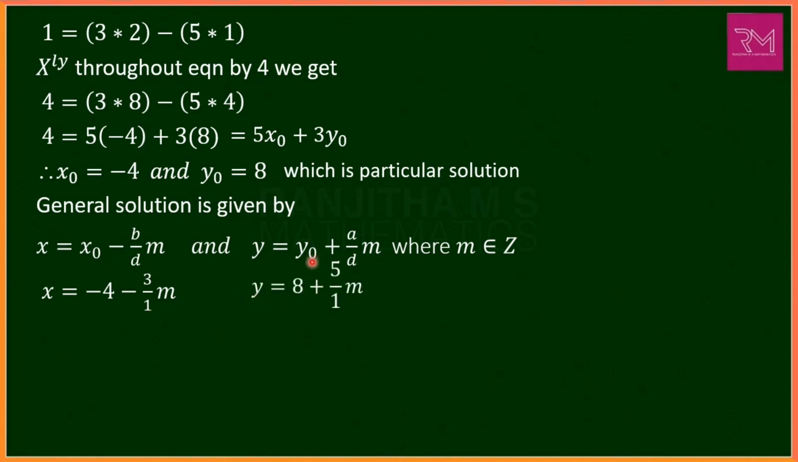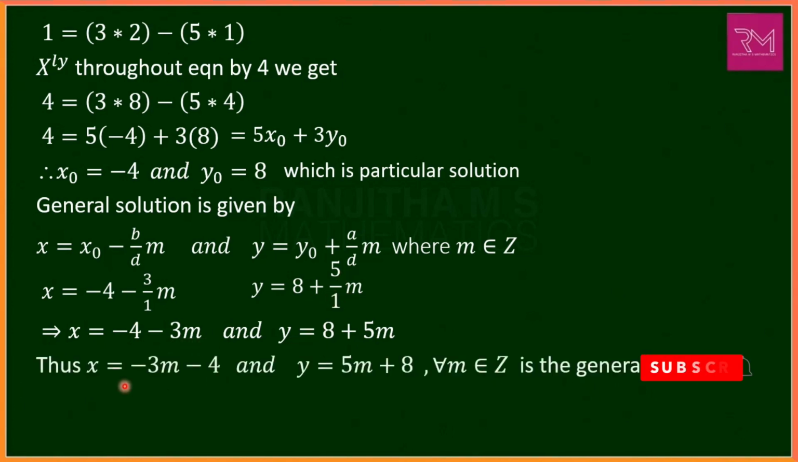Also y is y naught, which is 8, plus a, which is 5, divided by d, which is 1, into m as it is. So x equals minus 4, and 3 by 1 is 3 itself, so x equals minus 4 minus 3m and y equals 8 plus 5m. Therefore, we conclude that x equals minus 4 minus 3m and y equals 5m plus 8 for all m belonging to Z is the general solution for the linear Diophantine equation. So this is the procedure to solve a linear Diophantine equation.